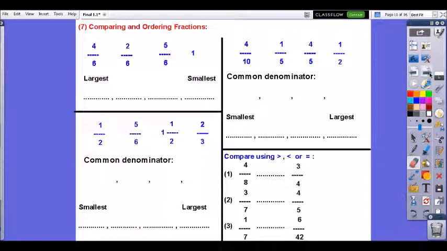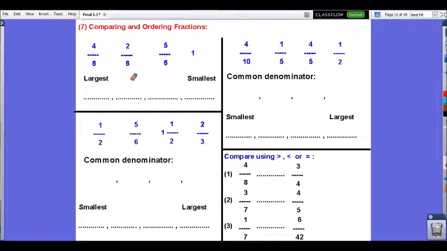Comparing and ordering fractions. To compare or to order fractions, here we order from largest to smallest. If the fractions have exactly the same denominators, like here 6, 6, 6, that is very easy. Oh, what about the 1 here, Mr. Ahmed? Just 1 is actually any number over itself. So if you make the 1, 5/5 is going to be correct, 6/6 is going to be correct, 10/10 is going to be correct. It's just the same as 1.